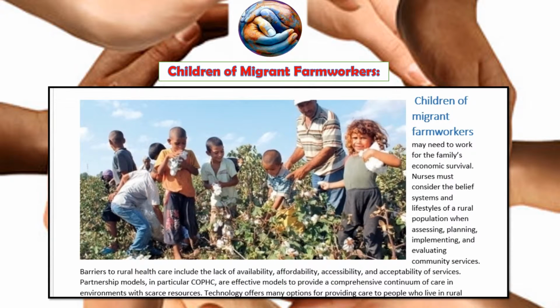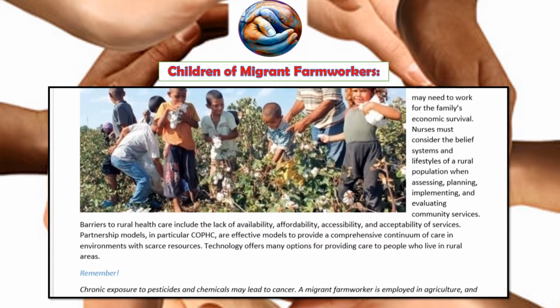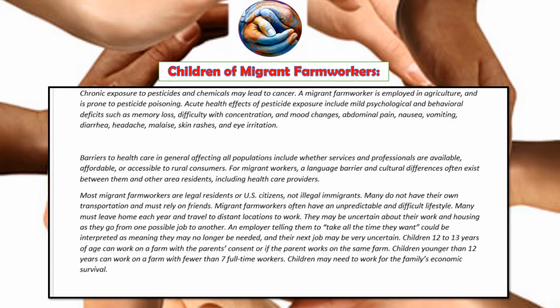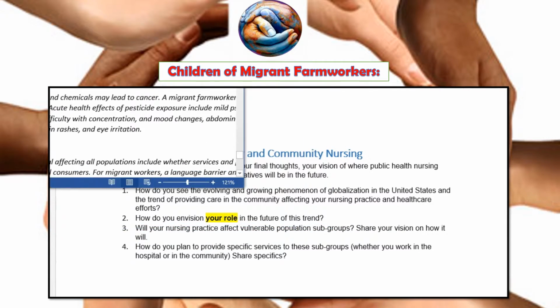for economic survival. Nurses need to consider the belief systems and lifestyles of the rural population when assessing, planning, implementing, and evaluating community health services. So you really can't just judge them by what you believe. Barriers to rural healthcare include a lack of availability of the healthcare, affordability of the healthcare, accessibility of the healthcare, and acceptability of the services that are being offered. Partnerships can be formed and models can be used to make sure that we intervene. I've included some main points for you to consider when you are thinking about barriers to healthcare in migrant farm workers.